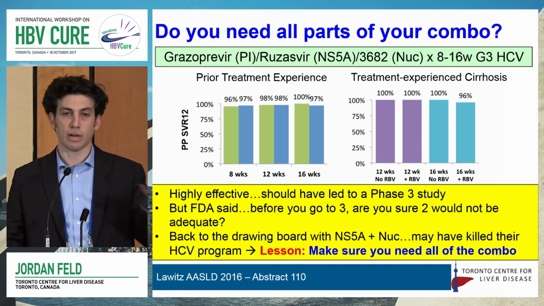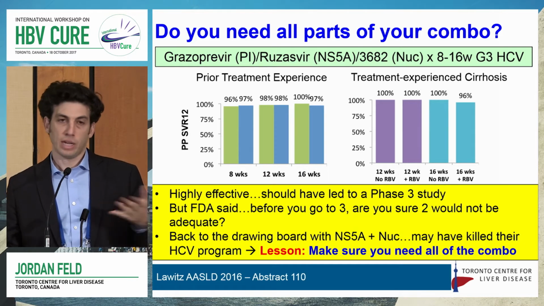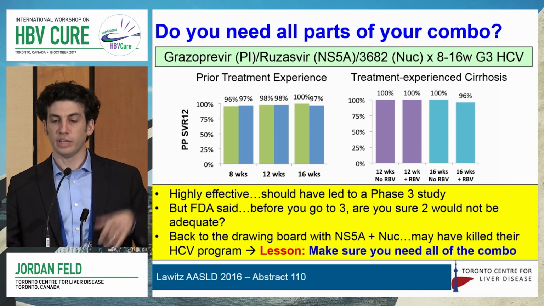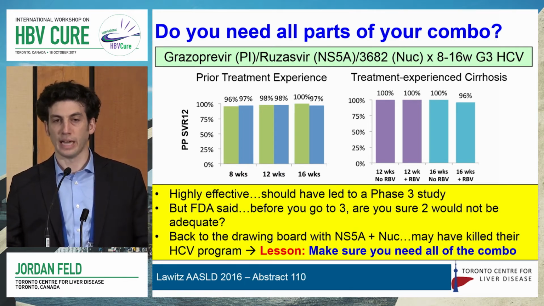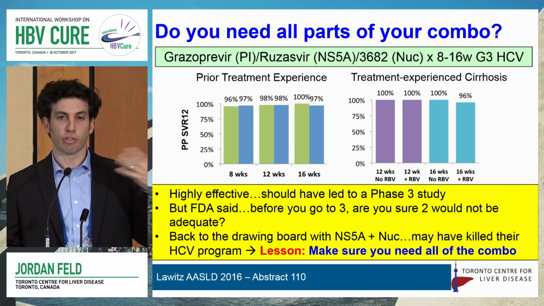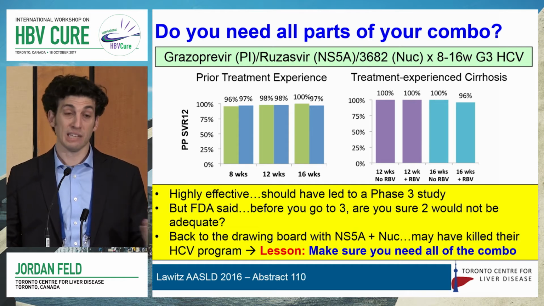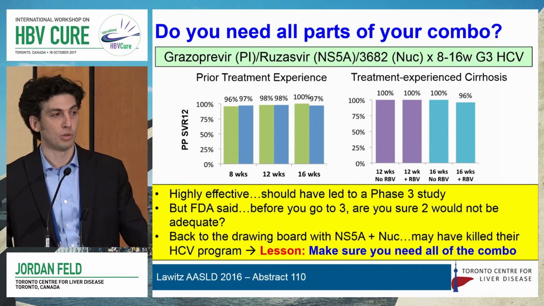So you'd think this would automatically lead to a phase 3 study when you have phase 2 results like this, but the FDA came back and said to Merck, okay, well, this is good, but before you go to a phase 3 study, are you sure that 2 out of these 3 drugs actually wouldn't be adequate? Are you sure you need all 3 drugs? So they then had to go back to the drawing board and look at just 2 of the drug combinations to make sure that in fact their 3rd drug was adding additional benefit, and that really led to major delays and actually might have killed their program in the long run.